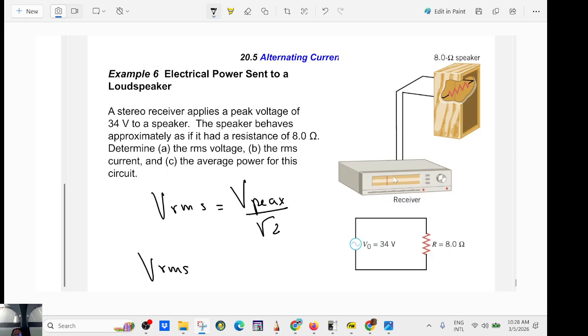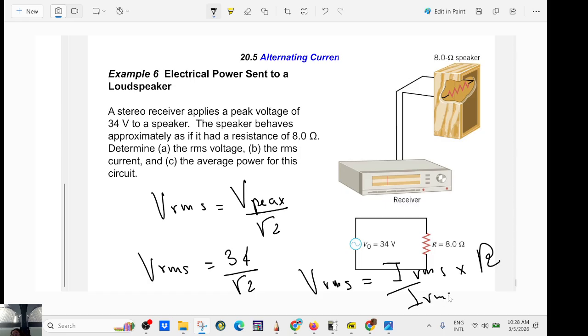So for example, in that case, you step down 120 to 30 volts, or 34 volts. So the RMS will be 34 divided by the square root of 2. Agree? And then you just use Ohm's law: V RMS equals I RMS times the resistance. So it's going to be 34 divided by 8 amps.